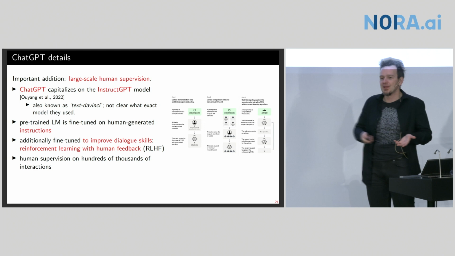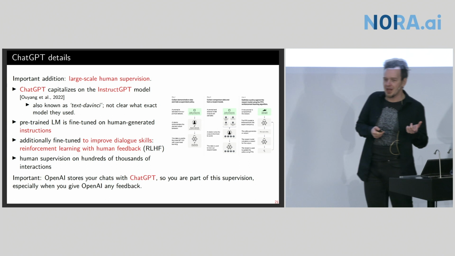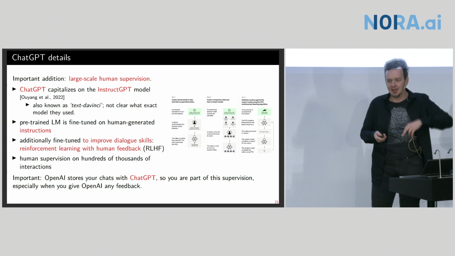By the way, it's important that OpenAI stores all your chats with ChatGPT and uses them to fine-tune and train the language model further, which means that you are part of this supervision whenever you talk to ChatGPT, especially if you give it any feedback, like thumbs up or thumbs down. So yes, you are really part of this supervision.